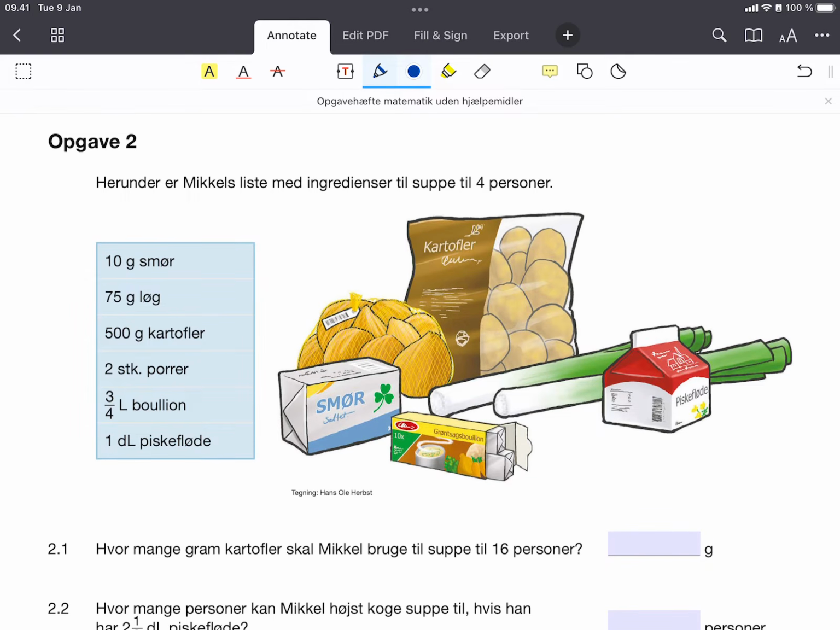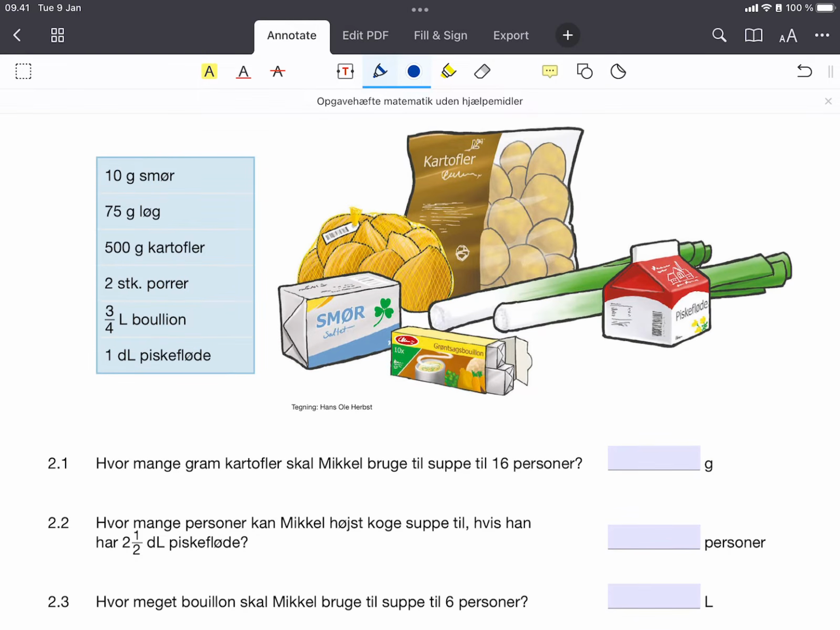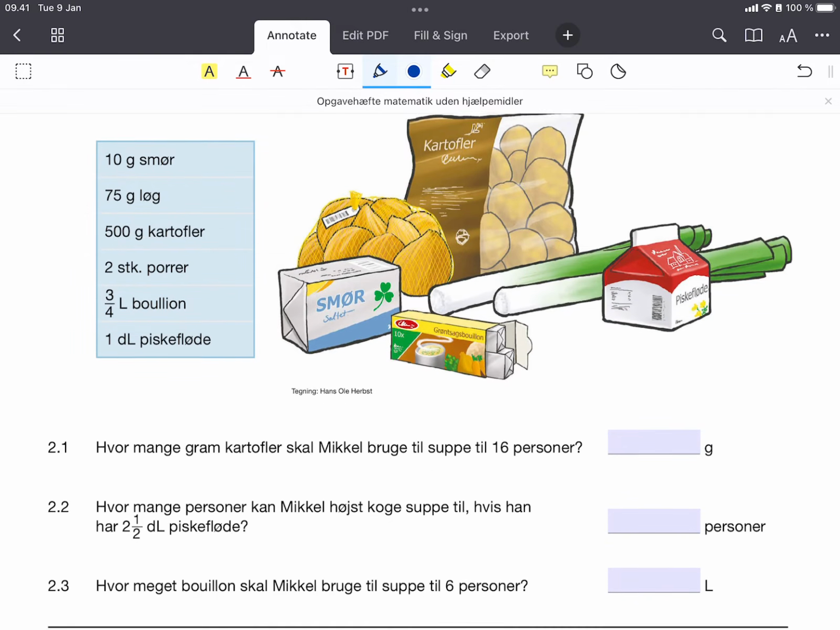It says underneath is Mikkel's list with ingredients for soup for 4 people. And it's got various ingredients. 10 grams of butter, 75 grams of onions, 500 grams of potatoes, 2 leeks, 3/4 of a litre of stock, and 1 deciliter of cream. Is that single cream? I can't remember. Piscafleur. Runny cream that you whip.